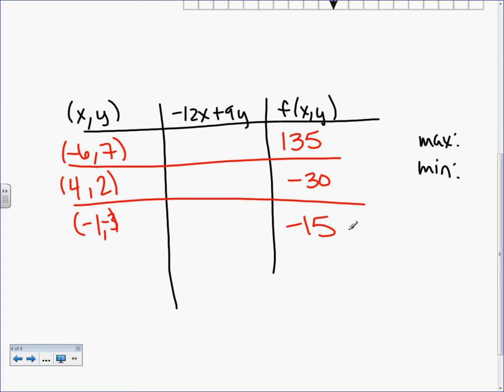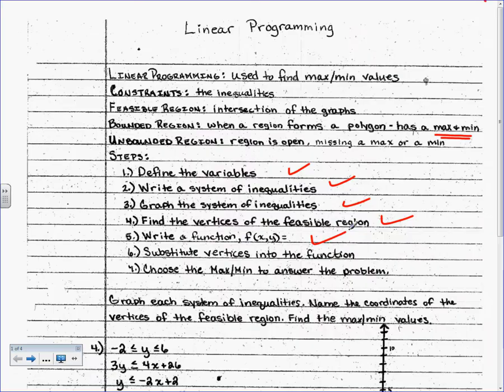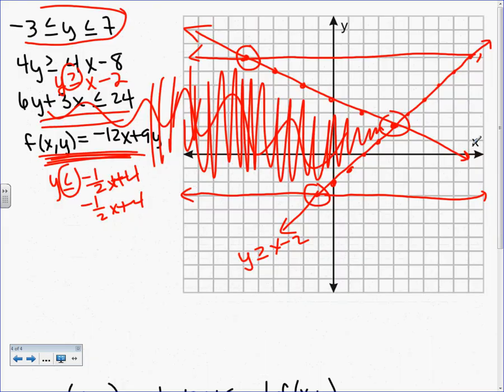So if this had been a polygon, if this had been bounded, closed, what would have been our max? The 135. What would have been our min? The negative 30. However, if you go back to the rules, this was unbounded, so we're missing a max or a min. We're only going to have one. We're not going to have both. This is the only way to figure it out in this class, okay?